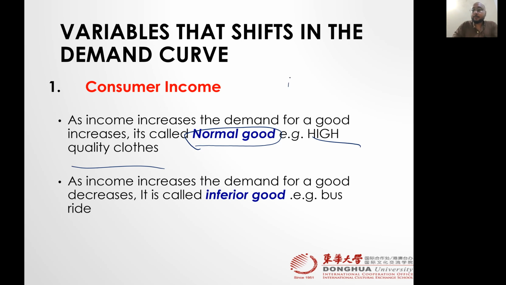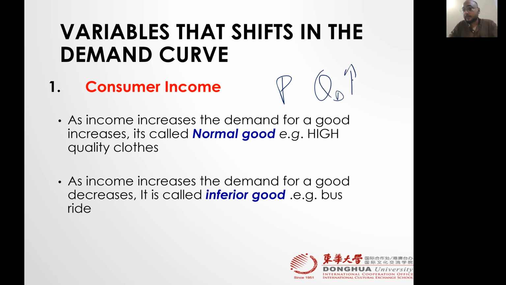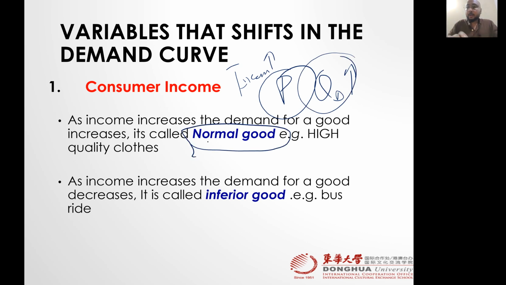So when income rises, sorry, not price, when income rises, price remains the same. There is no change in price. Price remains the same and quantity demanded increases. The price of the product remains the same and quantity demanded of the product rises. Then that product is called a normal good.